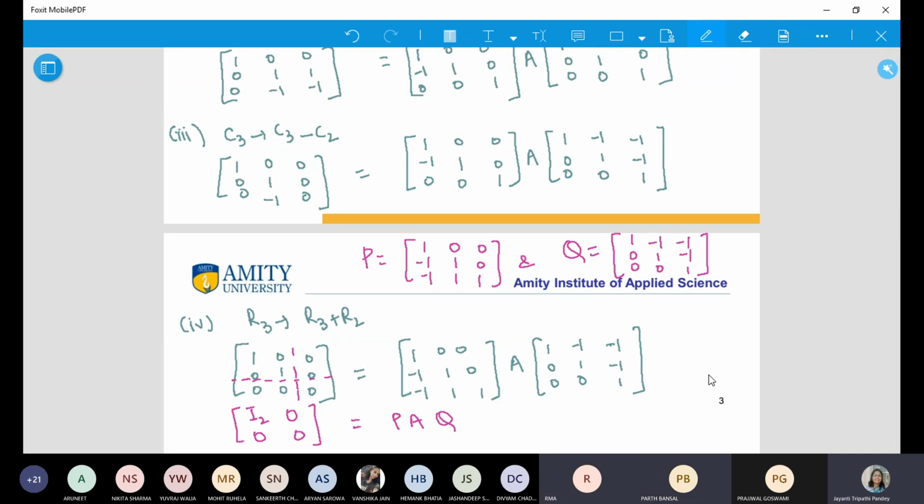Ma'am, the values of P and Q vary. It depends on which step you are adopting, but the normal form doesn't change. Yes, ma'am, I did it with different steps and the values are different for P and Q, but the normal form is the same. That's okay. Suppose instead of putting this as I2, if you put this as something else, then your P will be different from mine.